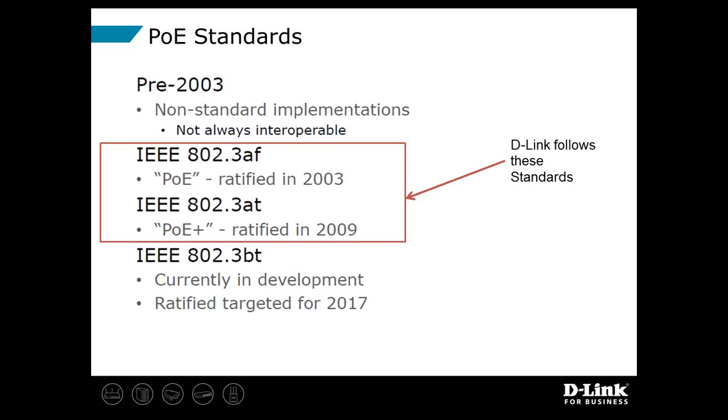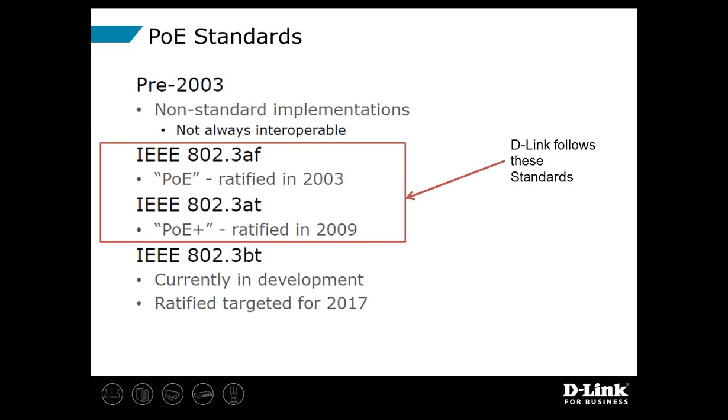802.3bt is a new standard coming out. Instead of being 15.4 watts or 4 watts or 7 watts, the bt standard will go up to 30 or even maybe 60 watts. That standard is still being fleshed out, so once the standard is out, we'll know exactly what it will entail.